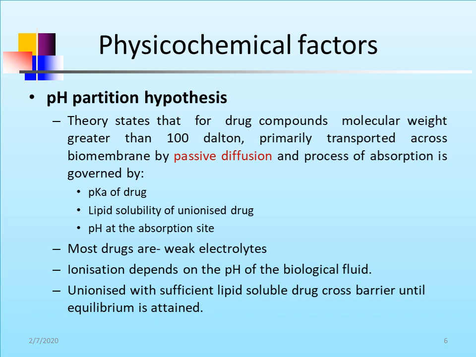passive diffusion process. So as we know, most drugs are weak electrolytes, either weak acids or weak bases, and the ionization of these drugs depends on the pH of the biological fluid. The gastric pH is around less than 2, while the intestinal pH ranges between 5 to 8.2.